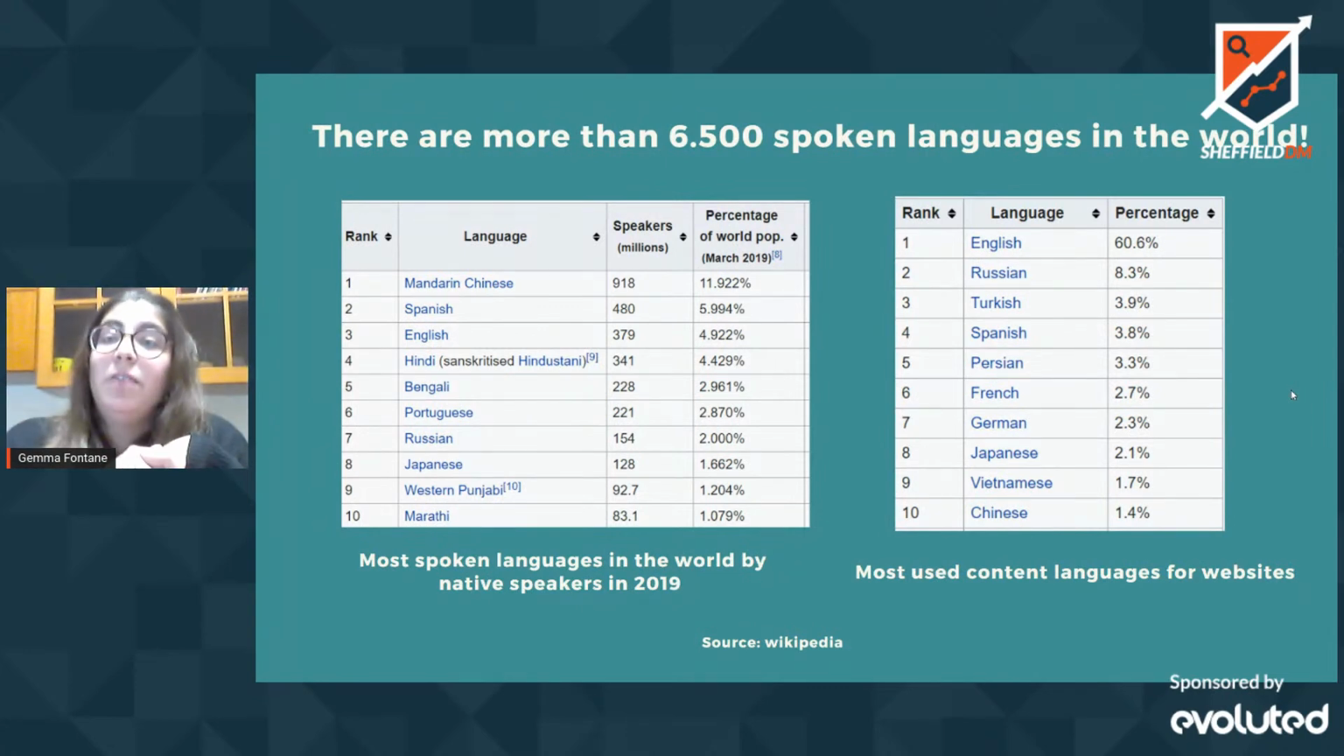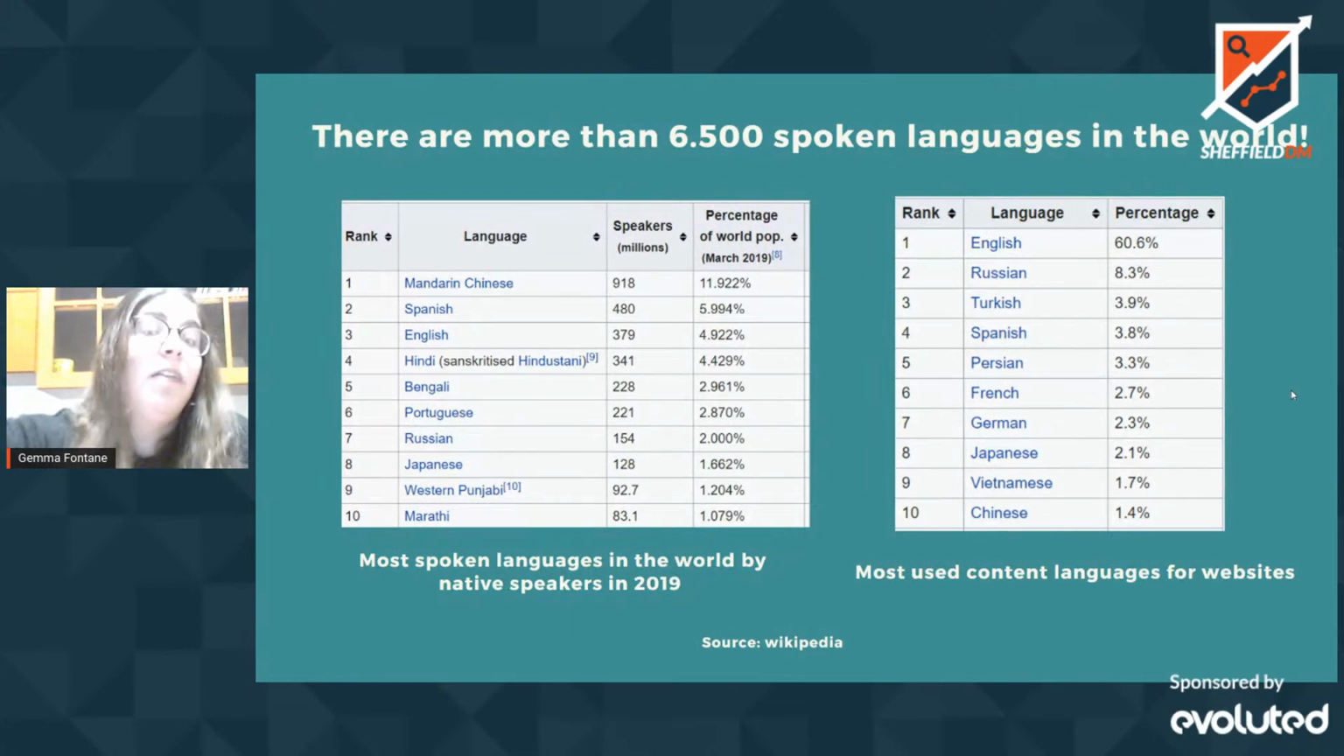So something else that we can see from here, for example, is Portuguese. For example, the sixth language with the most speakers in the world. However, it's not even in the top 10 languages online. So these will be things that we will need to take into account.